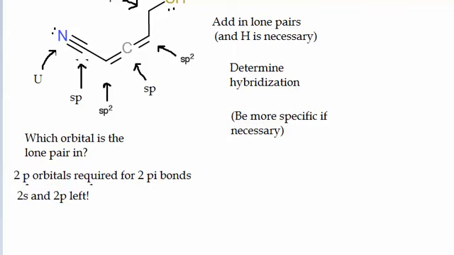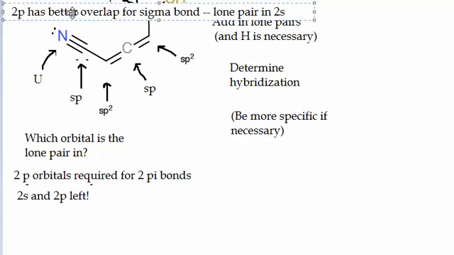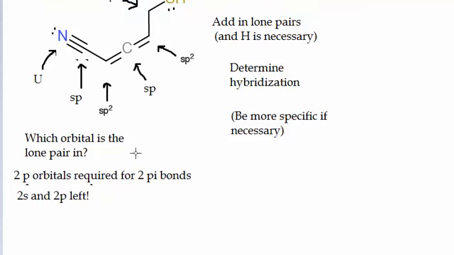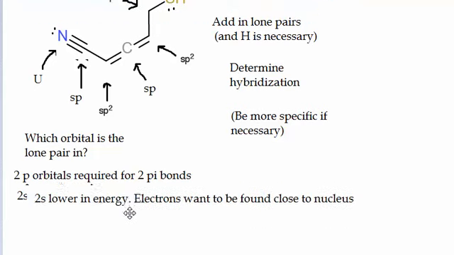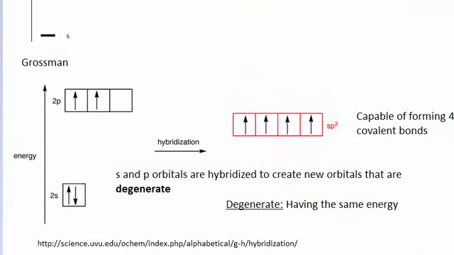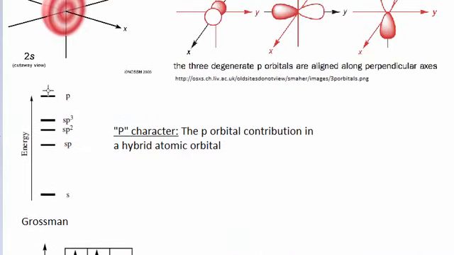We can make 2 separate arguments here. We could say that the remaining 2p orbital that it has better spatial overlap with this sp orbital. So that's going to be used for the sigma bond, meaning the remaining 2s contains the lone pair. The other argument you can make is that the 2s atomic orbital is much lower in energy, if you remember back to this energy diagram over here.